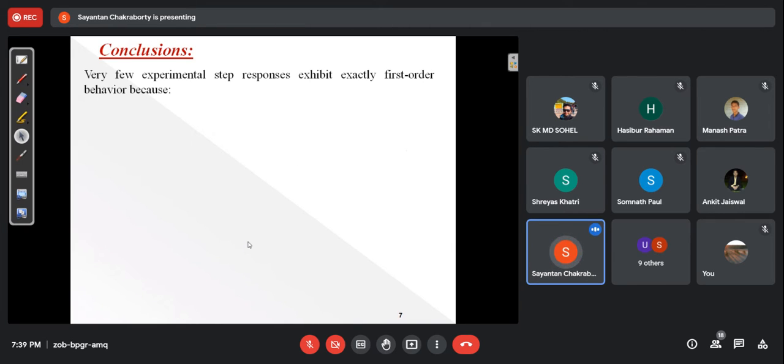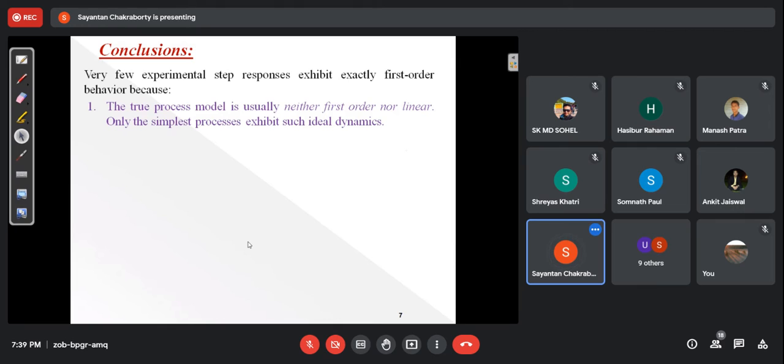So very few experimental steps will exhibit the exact first order behavior. But there's a problem. It can cover only a few systems because the true process model is neither first order nor linear. This is very important. So what do you expect from this step response? You'll never get that simple curve that you obtained because the actual system is neither first order nor linear. Only the simplest processes exhibit such ideal dynamics. It's obviously an ideal situation.